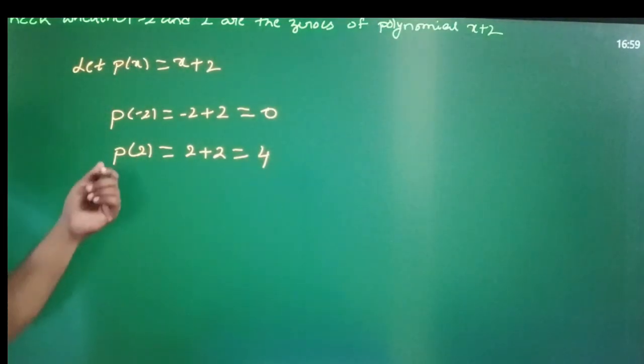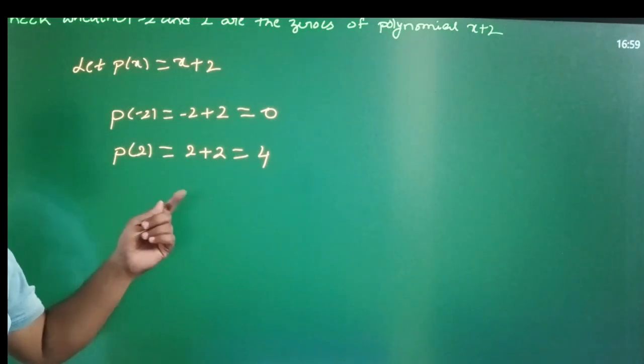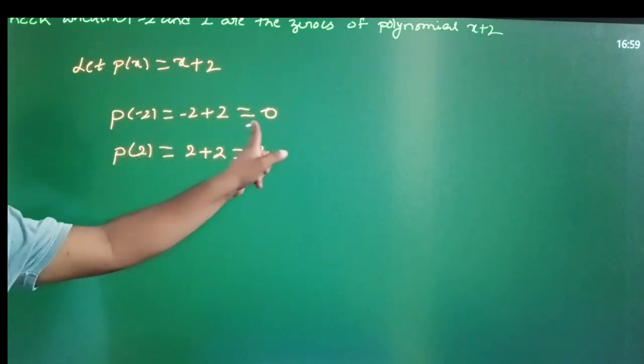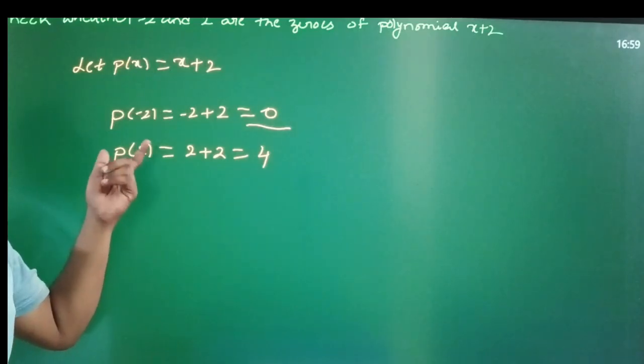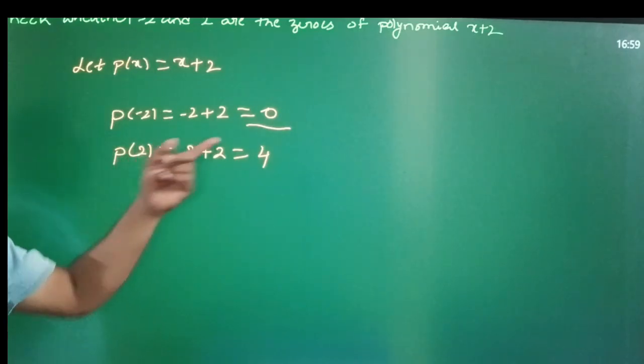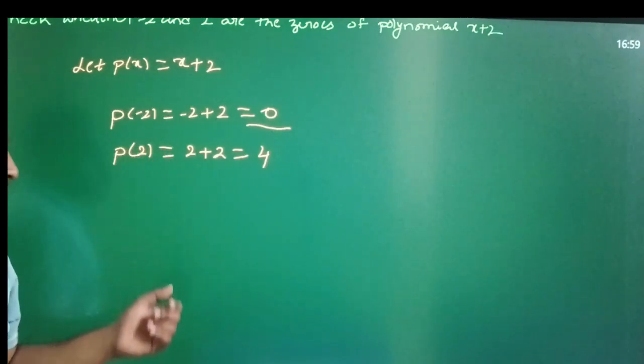Now, here p of minus 2 gives the value 0, p of 2 gives the value 4. Because the value of the polynomial at x equal to minus 2 is 0, therefore minus 2 is the zero of the polynomial x plus 2.